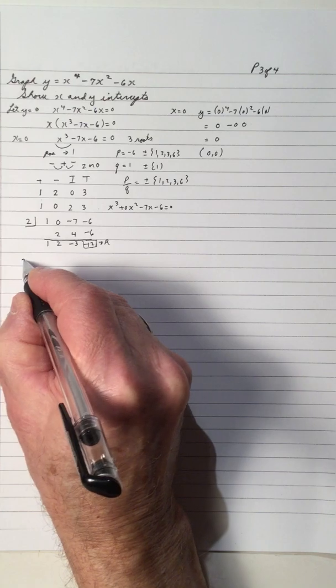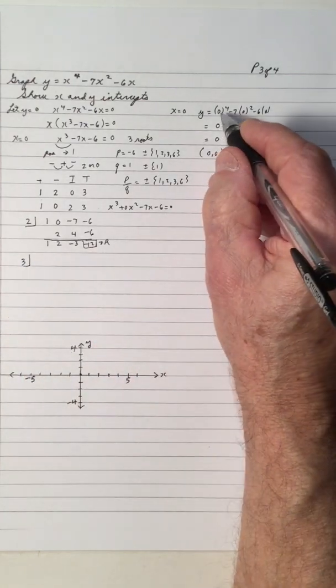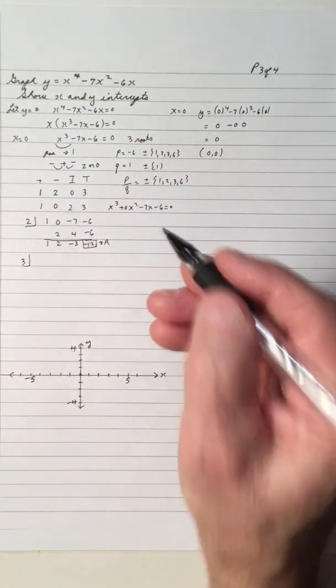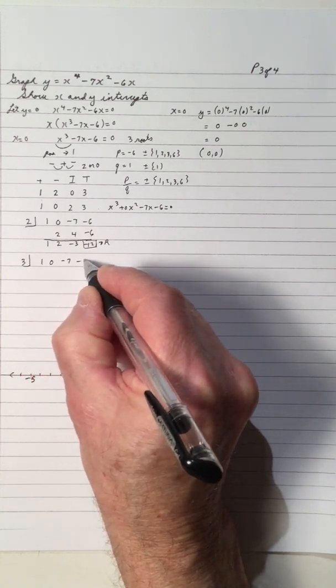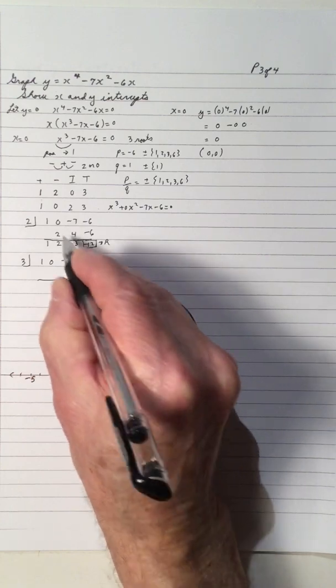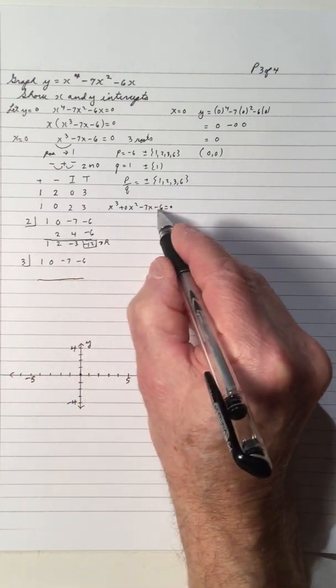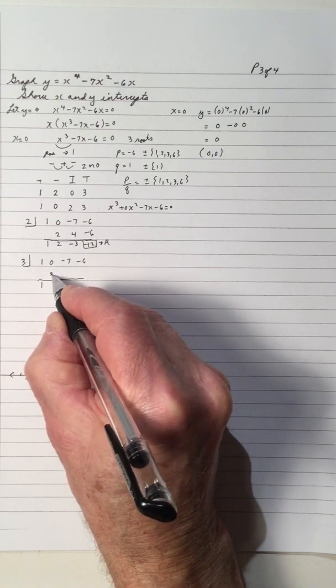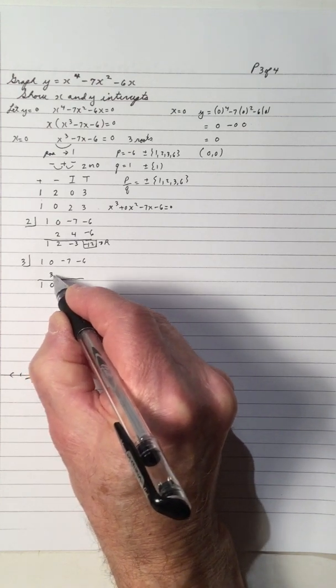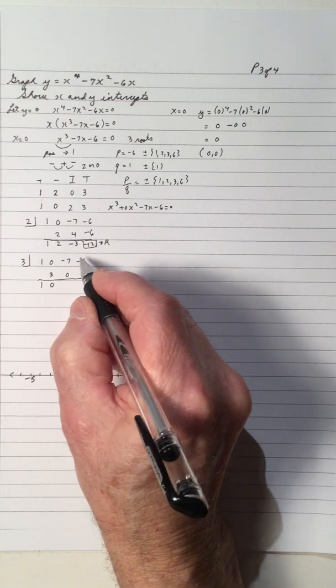Now we'll try 3. 1 didn't work. 2 didn't work. We've got to keep trying. So we'll go with a 1, 0, negative 7, negative 6. The same equation that we have here. So we bring down the 1, multiply, we get a 3, add, we get a 3. Multiply, we get a 9.